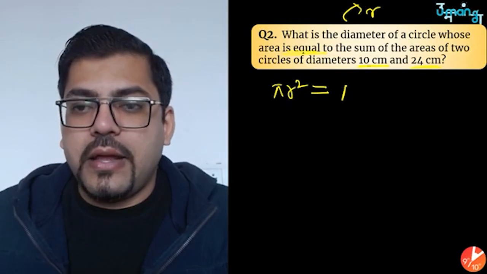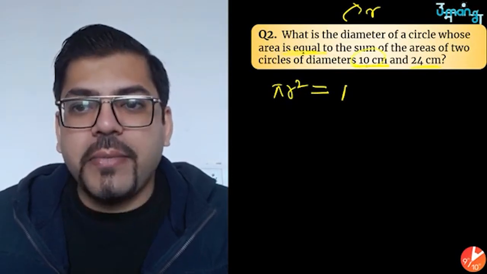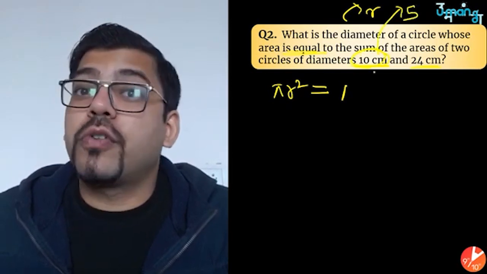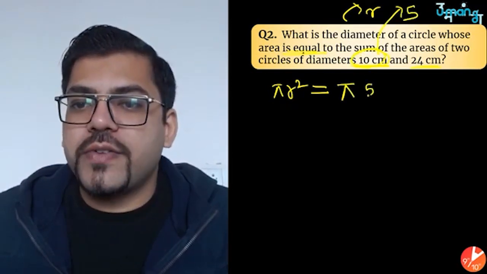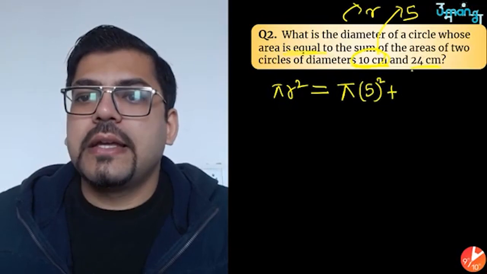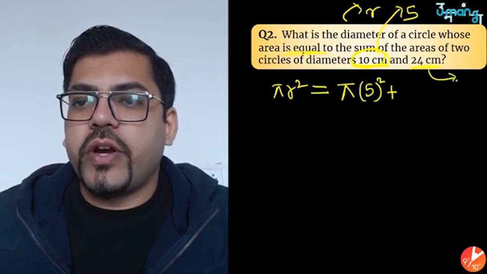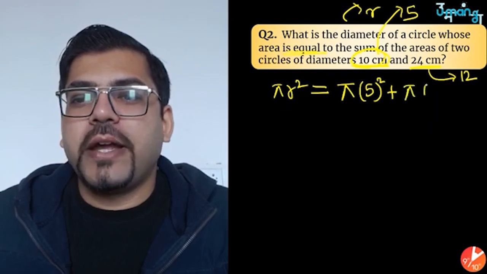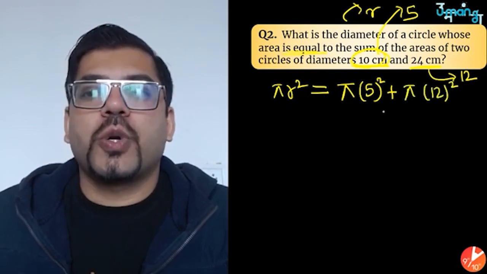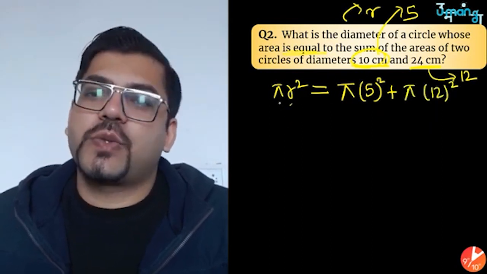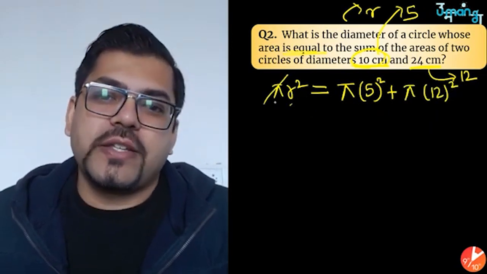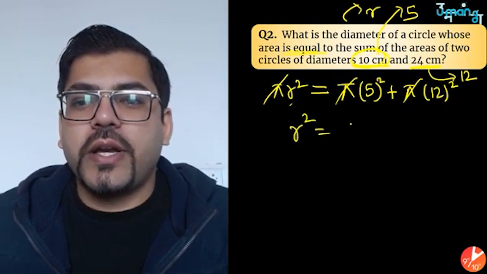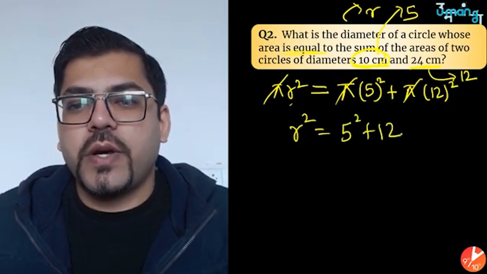So the circle which will be having a diameter of 10, surely the radius here will be 5. So what would be the area? Pi into 5 square plus the circle having diameter 24, the radius will be 12. So here the area would be pi into 12 square. So question is asking that what is the value of r square if this is the equation? So very simply, pi gone, taken common. So you have got r square equals to 5 square plus 12 square.